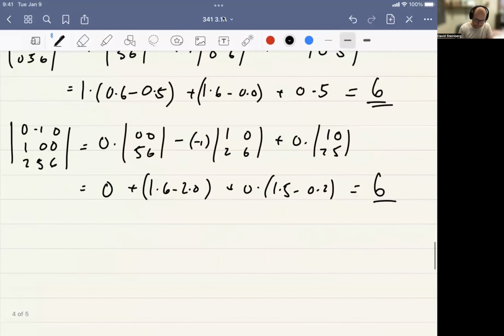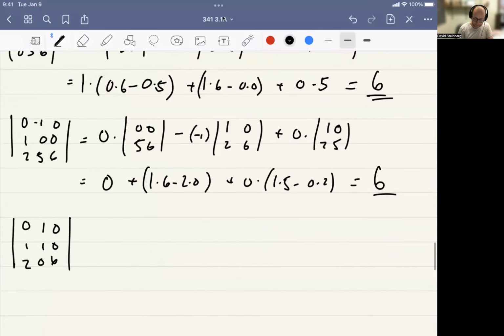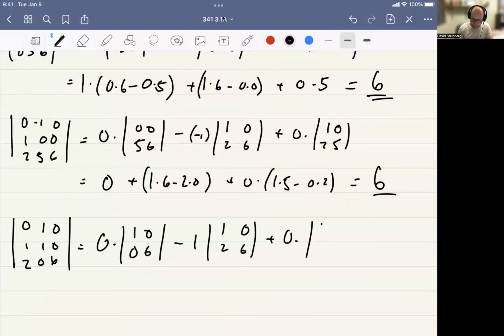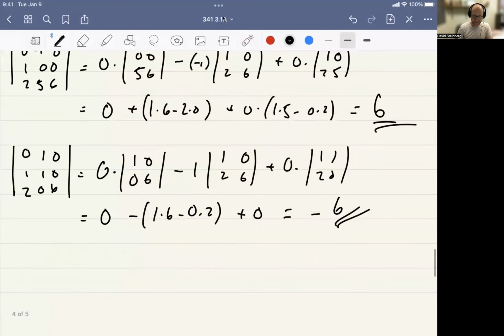The next one was the determinant of 0, 1, 0, 1, 1, 0, 2, 0, 6. Okay, so this becomes 0 times the determinant of 1, 0, 0, 6, minus 1 times the determinant of 1, 2, 0, 6, plus 0 times the determinant of 1, 1, 2, 0. This is 0, this is minus 1 times 6 minus 0 times 2, and it's plus 0, so this is negative 6. They're not always these numbers.